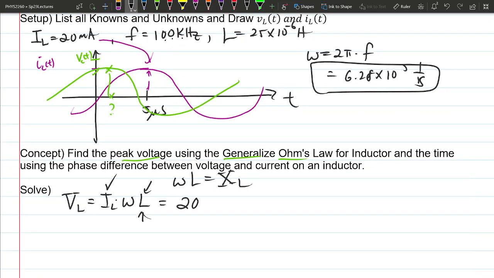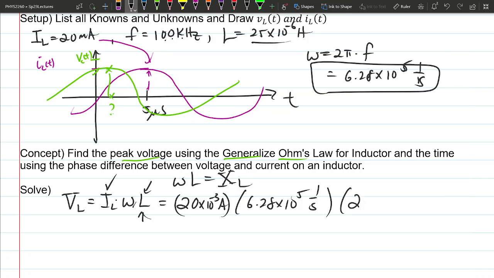So the peak current is 20 milliamp. Actually, I should not write milli. I should write 10 to the minus 3, right? The frequency is 6.28 times 10 to the 5, that's 1 over seconds. The inductance is 25 microhenry, so that's 10 to the minus 6 Henry, okay?